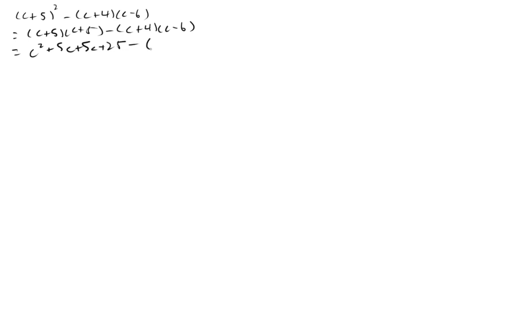Okay, for the second set of brackets, we have c squared minus 6c plus 4c minus 24. Now, since we're subtracting the set of brackets, we have to ensure that all of these terms, right? All these terms, they're going to have the opposite sign of what they currently have. So c squared plus 5c plus 5c plus 25 minus c squared plus 4c minus 2, this is plus 6c minus 4c plus 24.